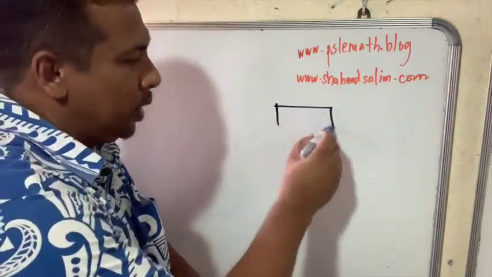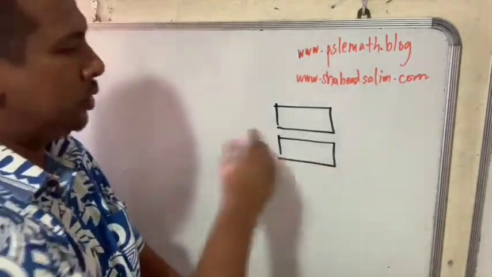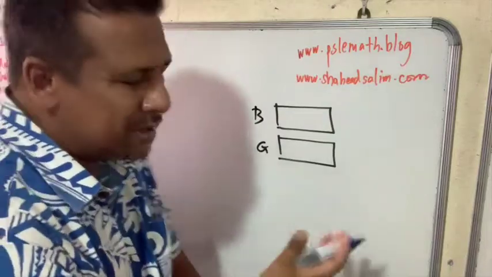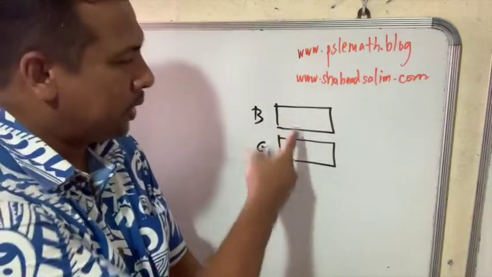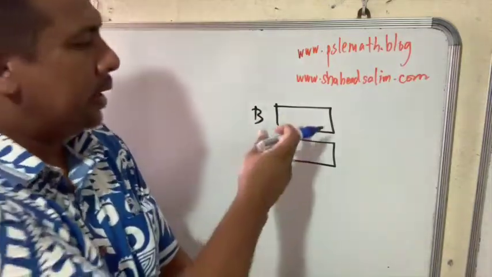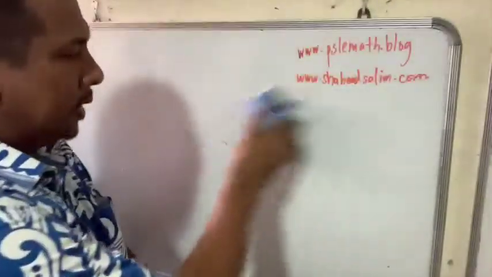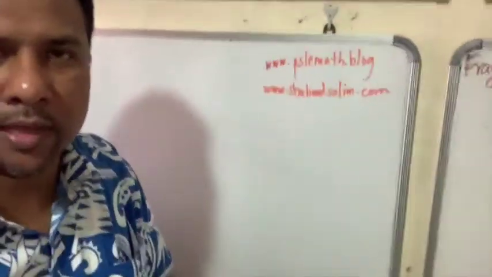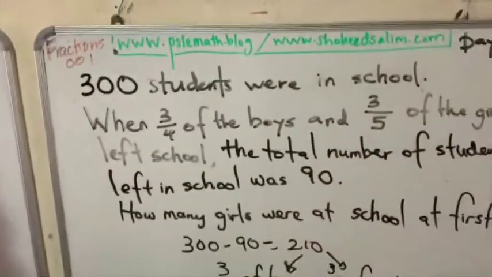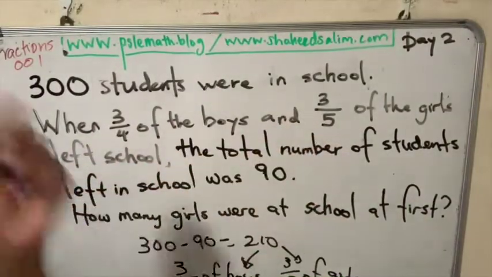So if we were to draw it this way, where this is boys and this is girls, this would not be an accurate depiction of the situation in school, because you are showing by drawing the model this way that the number of boys and girls in school is about equal. As the question says, you have 3/4 of the boys and 3/5 of the girls leaving the school.